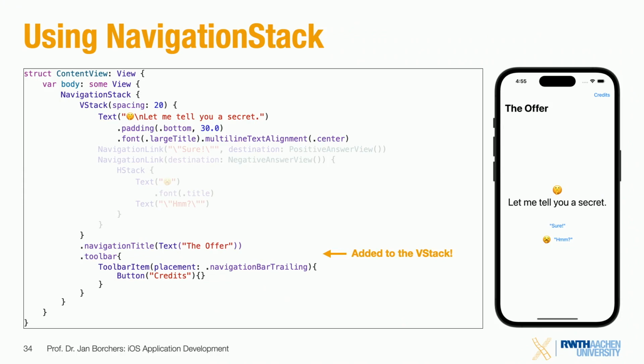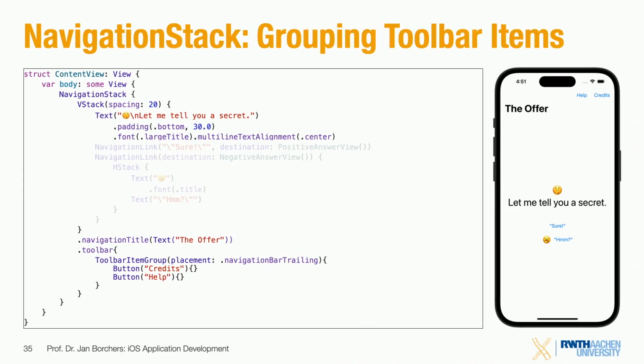But if you wanted to actually add two buttons, credits and help here, all the way on the right, so this is a group of two buttons, that is also possible by using what's called a toolbar item group. That's fairly specific already. Probably won't be using that a lot, but it's there if you need it.